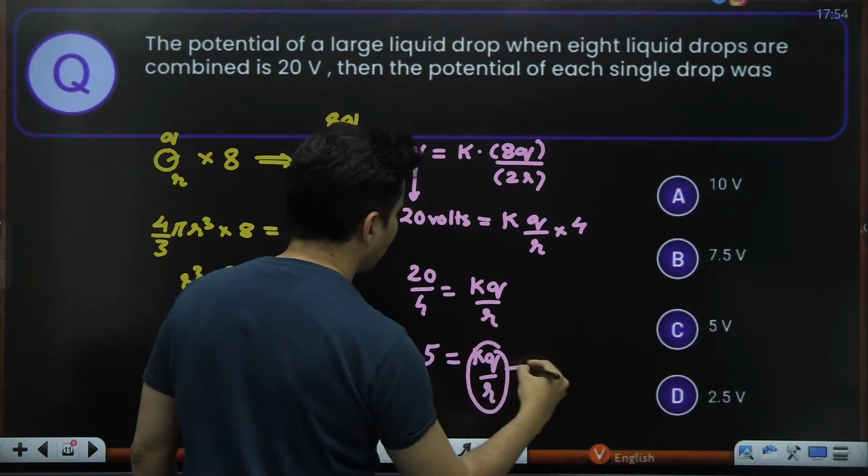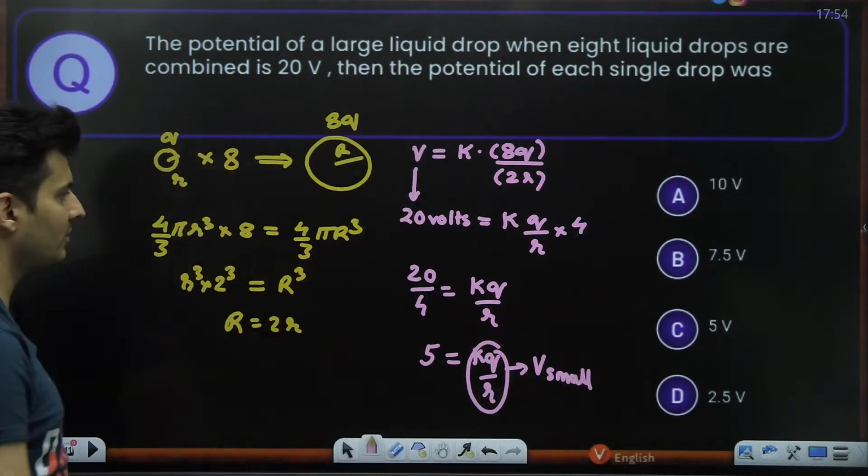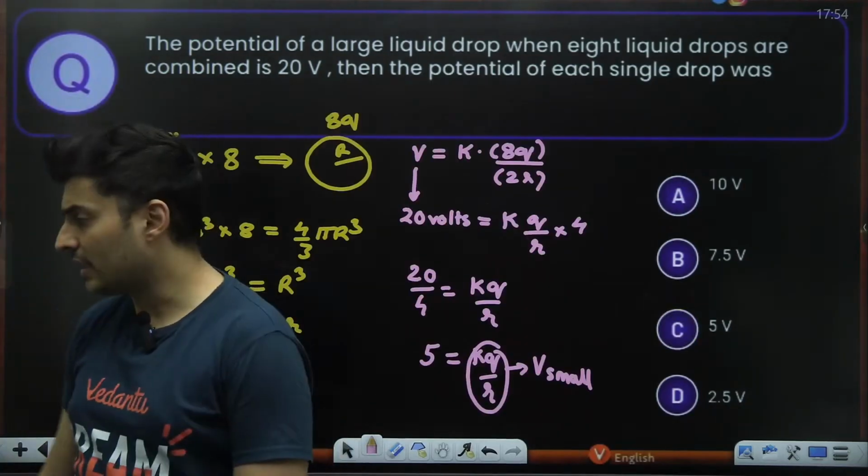What is this KQ by R? Potential of the smaller sphere. So 5 volts should be the answer. Yes, perfect. That is the correct answer.